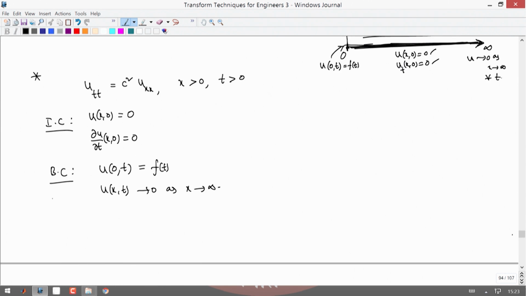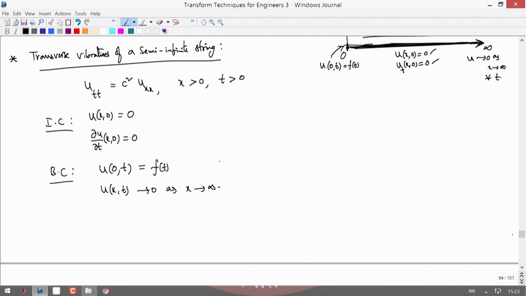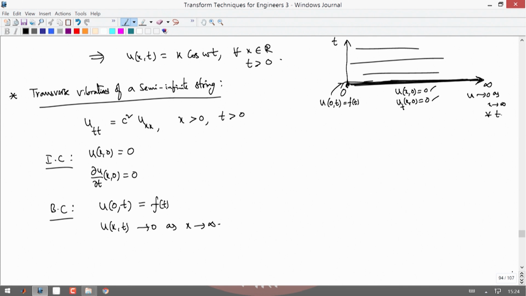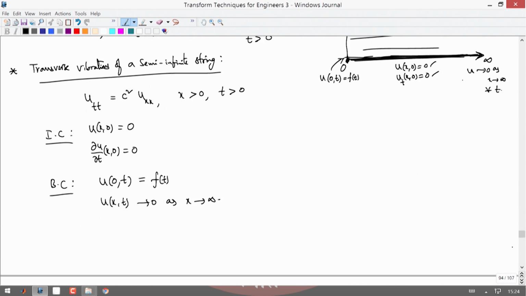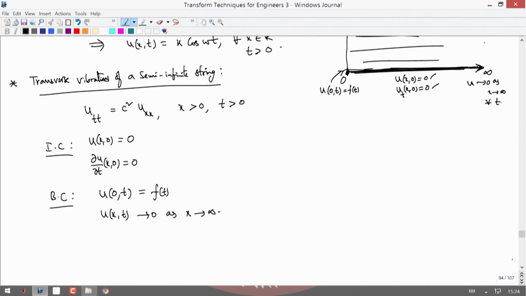So, let me solve this. This is a non-homogeneous wave equation, describing transverse vibrations of a semi-infinite string. So, this is a typical boundary value problem for this vibration. If you want to look at the displacement in the string, you provide a disturbance at this end, while the string is otherwise at rest initially. You disturb it at this end all the time with f of t. At time t, you give a disturbance of f of t, and it propagates along the string as a displacement.